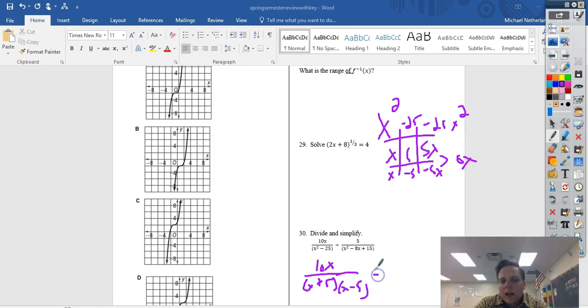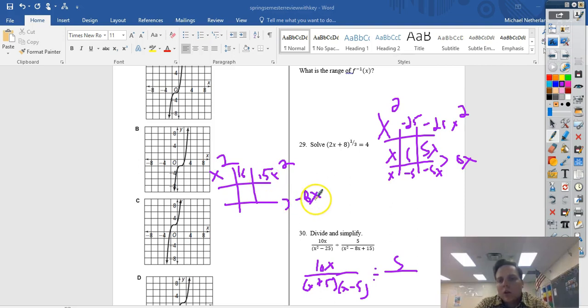Okay, divided by. Okay, now we need to factor this guy, so it's going to be 5 over. Okay, so we say x squared, positive 15, 15x squared. Alright, this is going to be negative 8x. Okay, so two numbers that multiply to 15x squared but add to negative 8x are negative 5x and negative 3x. What does x squared and negative 5x have in common? X. What does x squared and negative 3x have in common? X. X times what is negative 5x? Negative 5. X times what is negative 3x? Negative 3. So, x minus 3, x minus 5.